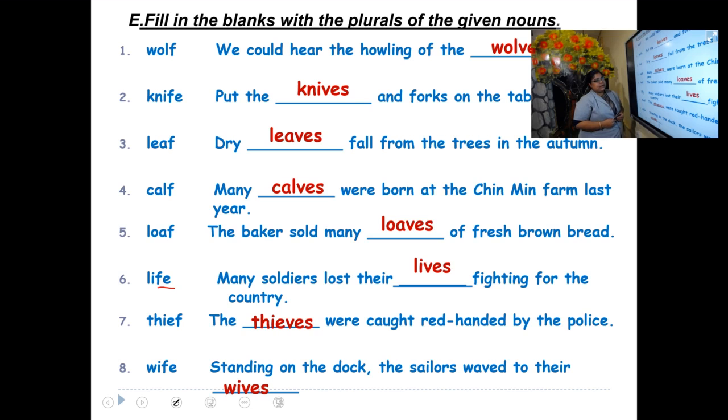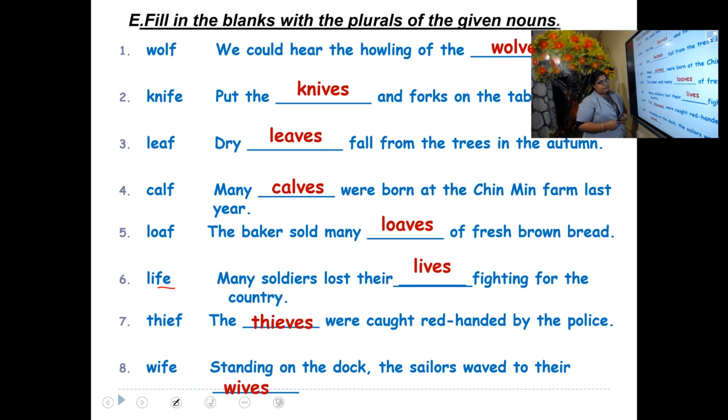W-O-L-V-E-S. Second one, yes, the word is knife. And what's the plural of that? Say me the answer. Yes, knives. K-N-I-V-E-S. Now, without looking at the textbook, you can say the answer, right? Say me third one, leaf. Plural is leaves. Spelling L-E-A-V-E-S.